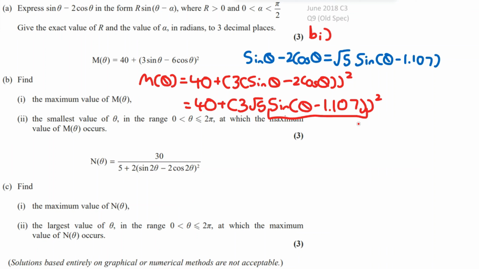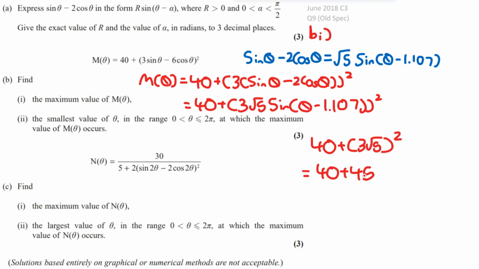Now we talked about this before. The maximum value that sin can have is 1. So as we're trying to find the maximum value, the maximum that this can be is 1 here. So therefore this is going to be 40 plus, still squared, 3 root 5 multiplied by 1, which is 3 root 5. So this is going to be equal to 40 plus 3 root 5 squared, which is 45. You put it into your calculator, and this is equal to 85. So the maximum value of M theta is 85 when sin of theta minus 1.107 is at its maximum of 1.